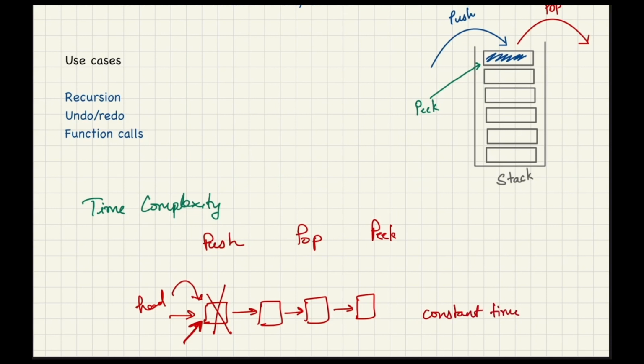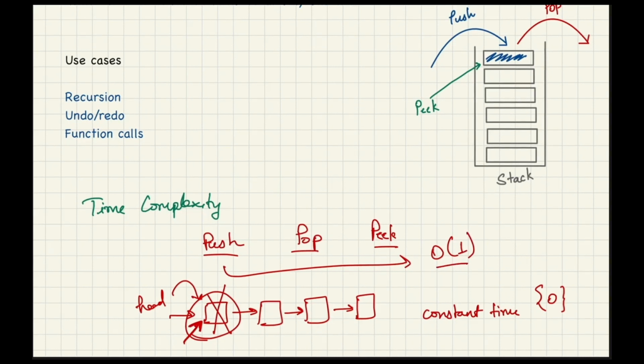Because we already have this head reference and we are adding at index 0. All three operations, push, pop, and peek, are happening at this particular index. So in all three cases, the time complexity comes out to be O of 1. You can push in constant time, you can pop in constant time, you can peek in constant time as well. Yep, that's about the time complexity. The space complexity of stack is O of 1 because we don't need any additional space for all these operations. That's why the space complexity comes out to be constant.